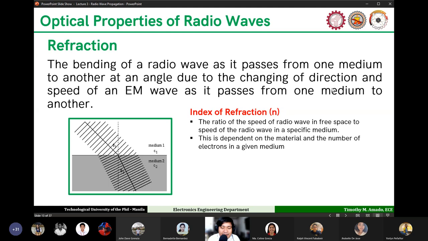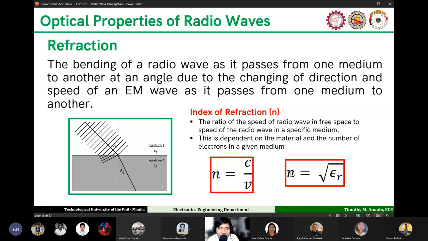Dito papasok yung tinatawag nating index of refraction. So yung index of refraction, ang formula niya is N equals C over V. Okay? So, bale, as you can see here, the velocity of propagation on the medium is controlled by the value of your index of refraction. Now, actually, yung ating index of refraction is related to the velocity, to the dielectric constant. So, depende dun sa material, iba yung kanyang corresponding index of refraction. Alright? Okay. Sige, next. Let's try to solve a problem here.